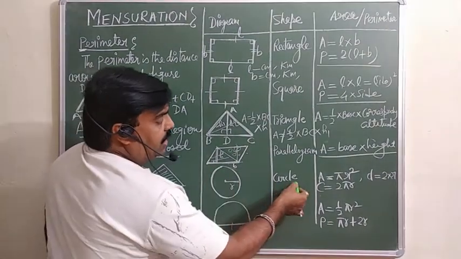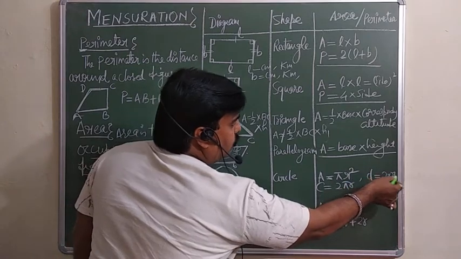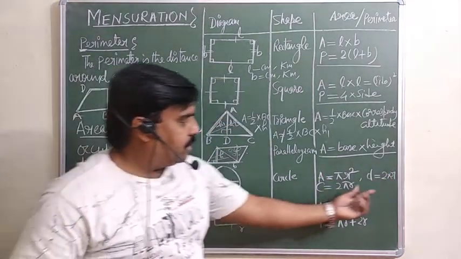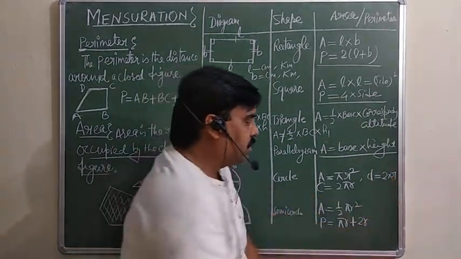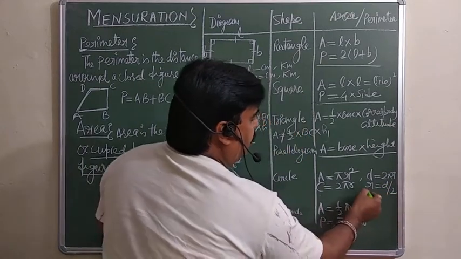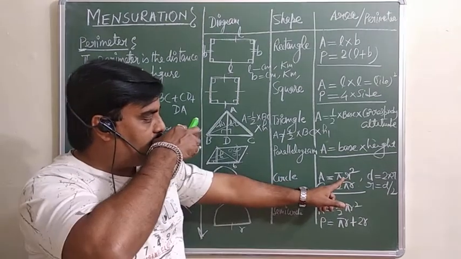Circle. Area of the circle is pi r square, where d is equal to 2 into r. Means diameter is equal to twice the radius. If you know the radius, you can calculate the diameter. If sometimes the diameter is given, you can calculate the radius because r is equal to d over 2. You will get the radius. And if you know the radius, you can find the area simply by using pi r square.